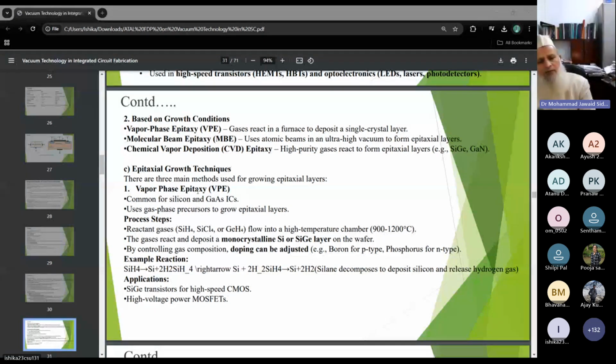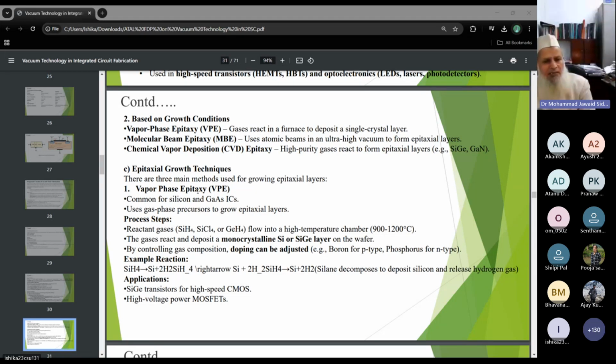CVD is one of the very popular processes frequently used in integrated circuit fabrication for various layer depositions. So epitaxial growth techniques, as we have told, vapor phase epitaxy, common for silicon and gallium arsenide ICs, uses gas phase precursors to grow epitaxial layers. These are the process steps.